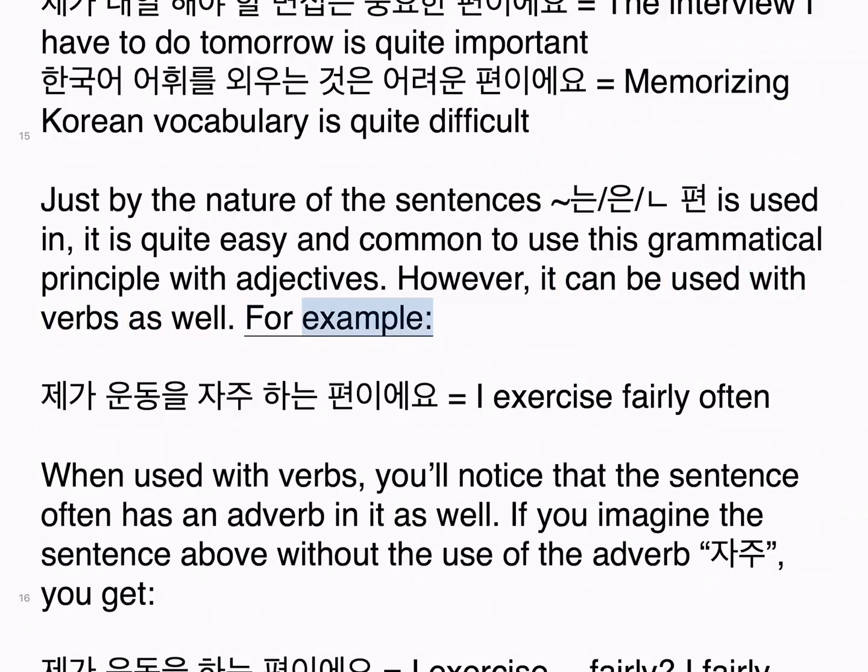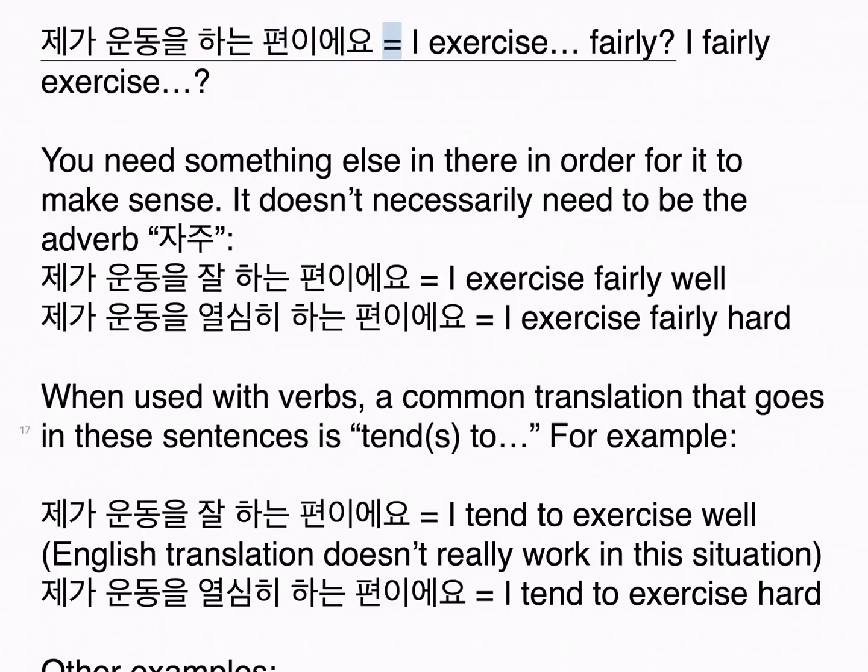For example, 제가 운동을 자주 하는 편이에요. I exercise fairly often. When used with verbs, you'll notice that the sentence often has an adverb in it as well. If you imagine the sentence above without the adverb 자주, you get 제가 운동을 하는 편이에요. I exercise. Fairly? I fairly exercise? You need something else in there in order for it to make sense. It doesn't necessarily need to be the adverb.